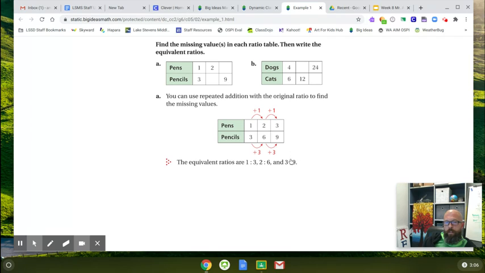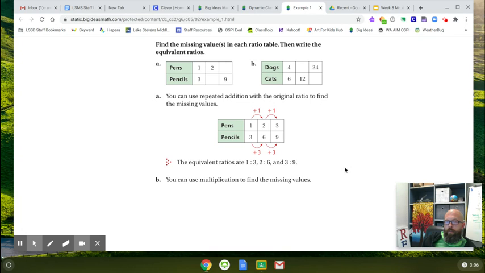So the equivalent ratios are 1 to 3, right here, 2 to 6, and 3 to 9. Notice how 1/3, 2/6, and 3/9, if you were to turn those into fractions, are all equivalent. So remember if you had the answer 3/9, you would reduce it to 1/3. Okay? So you can use multiplication to find the missing values, sort of like when we reduce fractions.